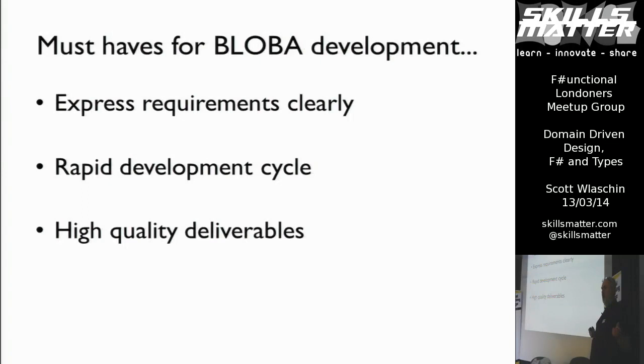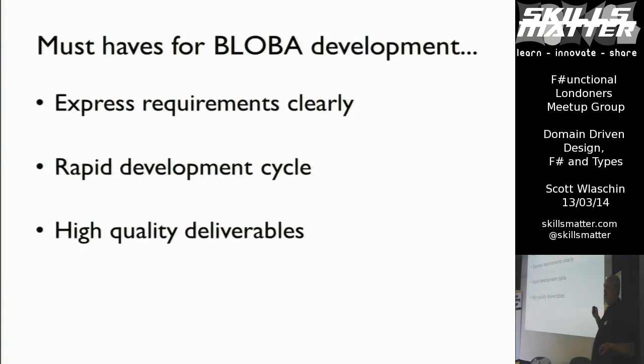And meanwhile, the customer wants you to work on something else. So these are all really common requirements for blobber development. And it's interesting that the whole agile movement and XP came out of blobber development at Chrysler. Express requirements clearly, that's customer on site, and then the rapid development cycle is continuous integration and continuous deployment, and high quality deliverables is unit testing and TDD and BDD, and blobber development is very correlated with this stuff.